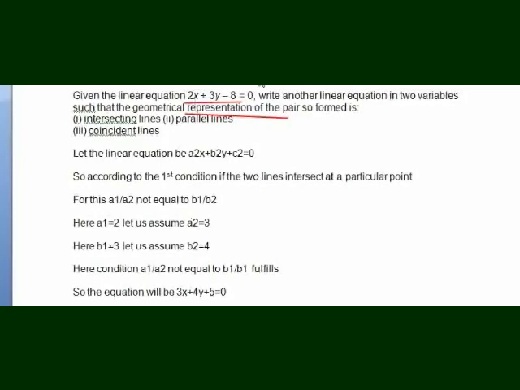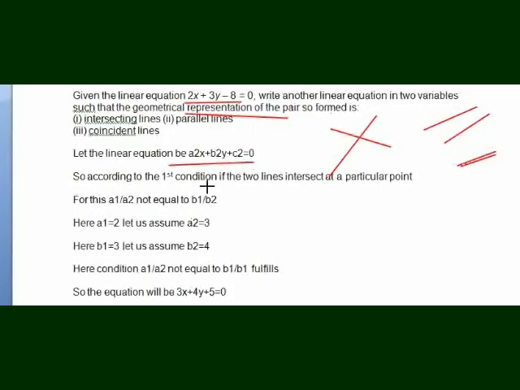So there will be a pair of linear equations and there will be two lines for the two linear equations. In the first condition the lines will intersect each other, in the second condition they will be parallel to each other, and in the third condition they will coincide. Okay, so let us assume that the second linear equation will be a2x plus b2y plus c2 is equal to 0.